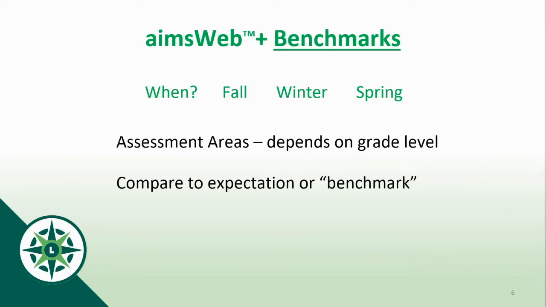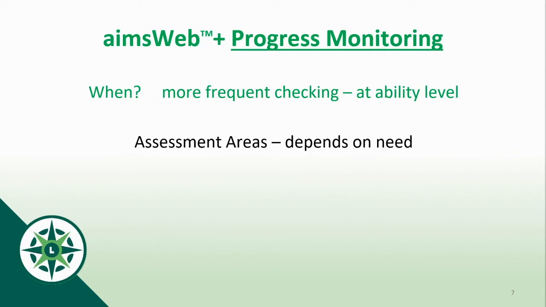Our benchmark assessments in reading, math, and writing are given 3 times per year. The assessments that each student takes depends on their grade level. A score is then compared to a benchmark or an expectation for their grade level for the fall, the winter, and the spring time periods. Progress monitoring, the other kind of aimswebPLUS assessment, occurs when certain skills are well below the benchmark, and more frequent assessment is needed at the student's ability level. The aimswebPLUS measures include academic skills linked to fluency and to automaticity.